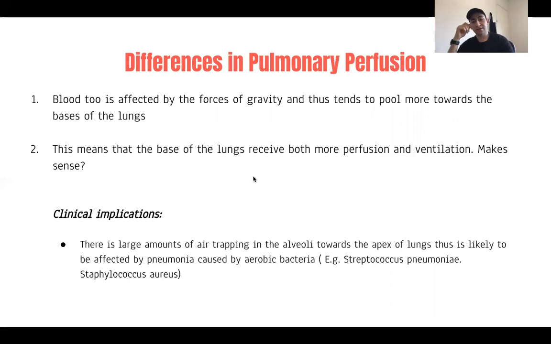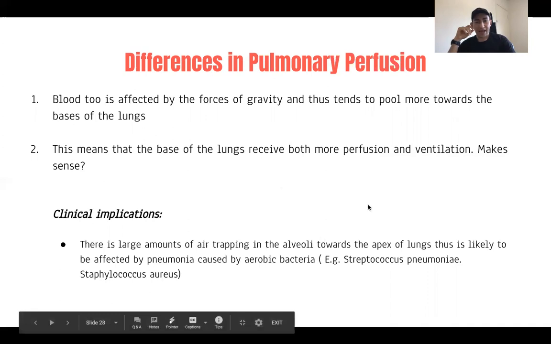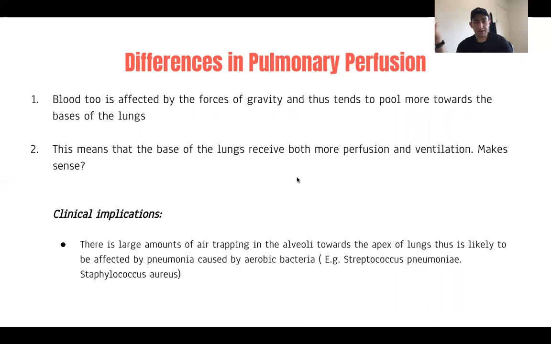You also need to know that because there's a large level of air trapped in the alveoli towards the apex of the lungs, you are more likely to have infections by aerobic bacteria like strep and staph in the upper lobes of the lung. Why? Because these bacteria need air and need oxygen, and those nice open lungs with tons of dead space are a wonderful site for that. So pneumonias and also secondary tuberculosis.